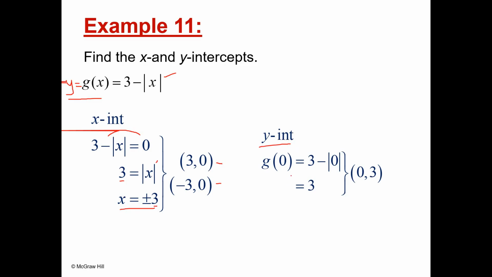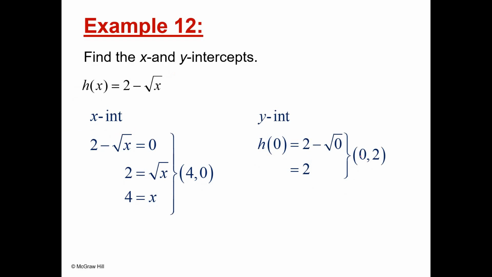For the y-intercept, g of 0, we take x equal to 0. Simply replace x here. Instead of x, put 0 and calculate: 3 minus 0 is 3. So the y-intercept is (0, 3). And this is the point on the orthonormal system where this function intersects with the y-axis.